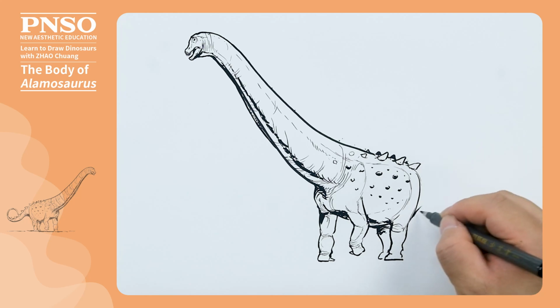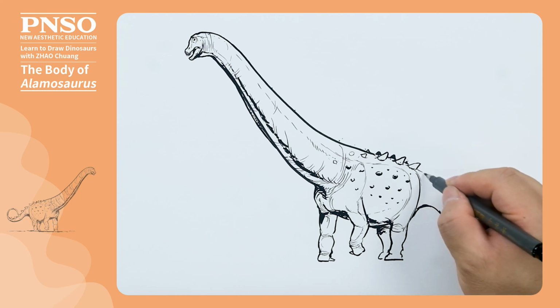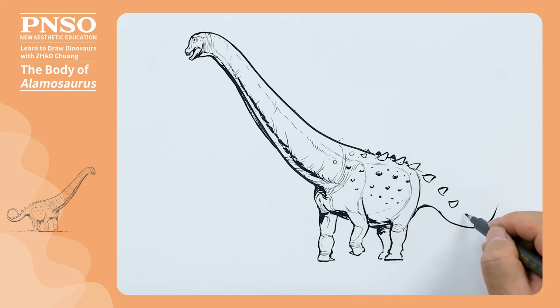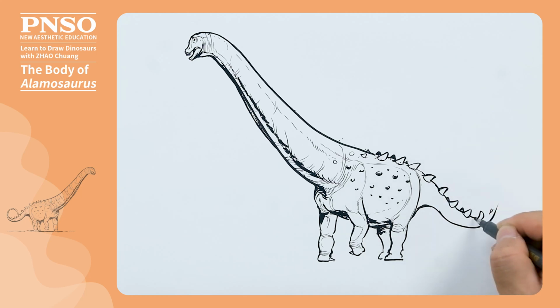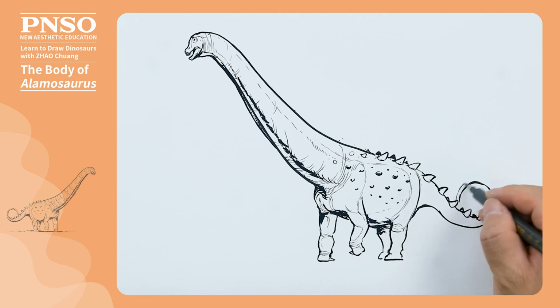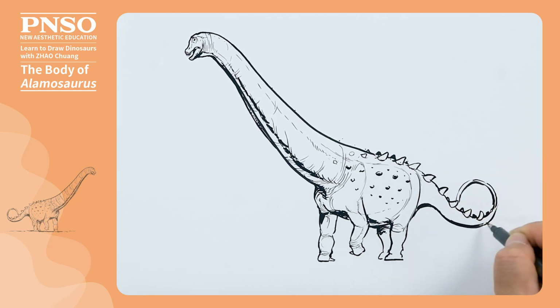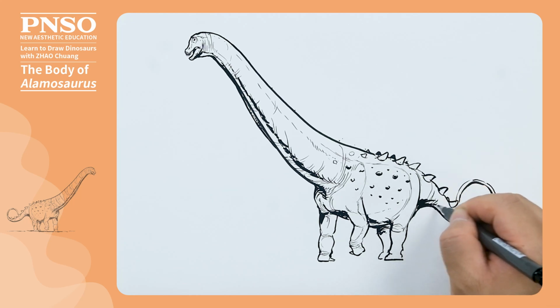Now, let's use a solid line to draw the bottom of the tail directly. On the top of the tail, draw a row of spikes extending from the back. Those spikes would disappear at the end of the tail. The end of the tail becomes very thin, and we just draw it over. Then, draw some wrinkles on the side of the tail.